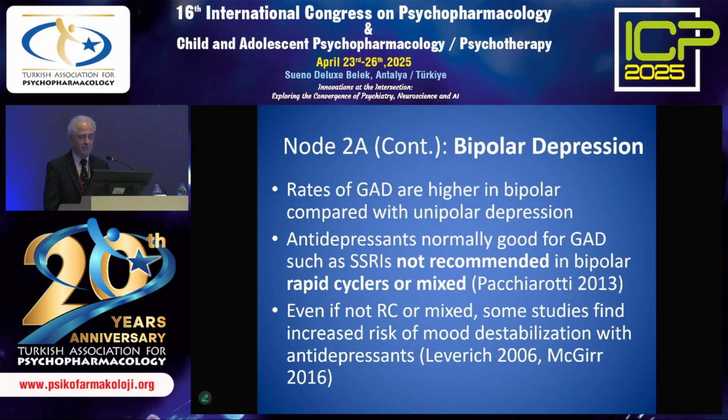Antidepressants, normally good for generalized anxiety disorder, like SSRIs, are not recommended for bipolar patients with anxiety, especially rapid cyclers and those who have mixed features. Mixed meaning they have their depression with some manic features in addition. You definitely want to avoid antidepressants for their GAD and go on to the other options that we offer in the algorithm, as you'll be shown shortly.